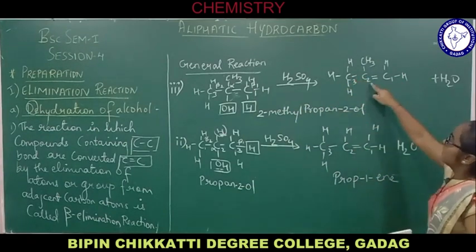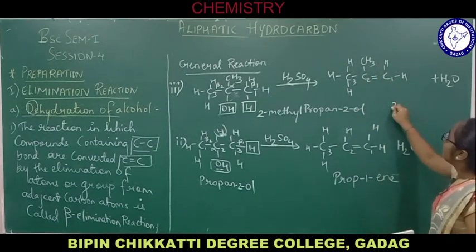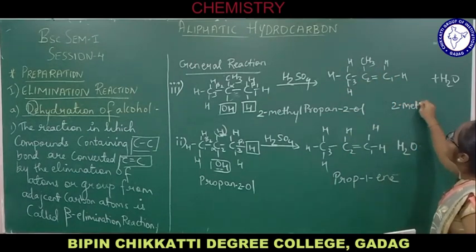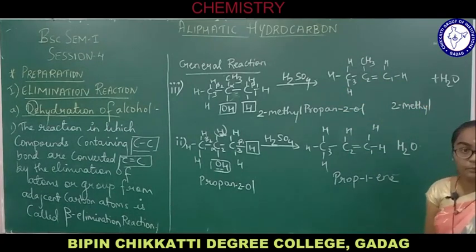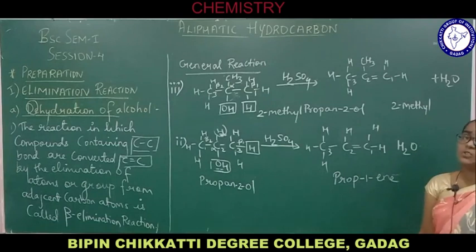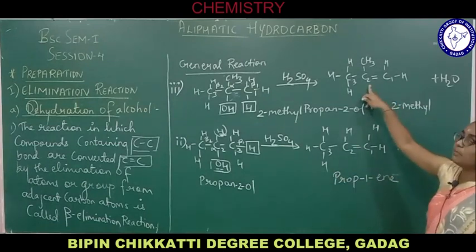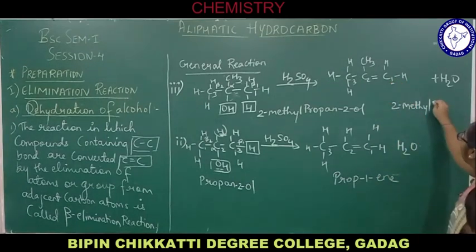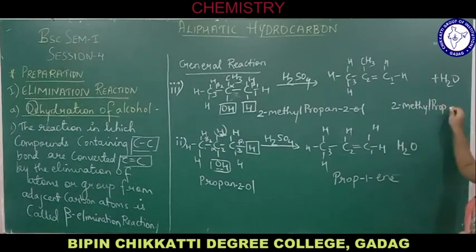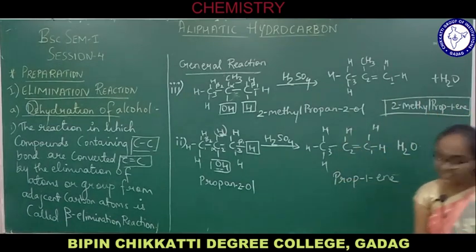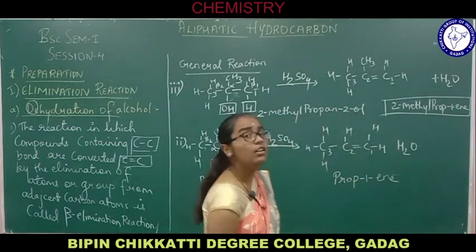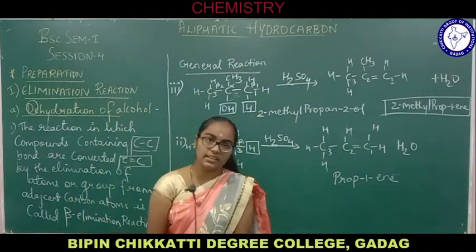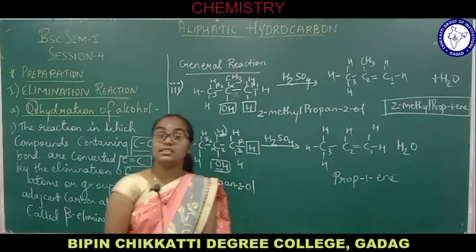The name will be, yes, in the second carbon what was there? Methyl. So the name will be 2-methyl, yes, propene is there, but at which position is the double bond? Carbon number 1 and carbon number 2. The lowest preference, what am I going to take? 1. So it will be 2-methylprop-1-ene, the name of the olefin or alkene which has been obtained by dehydration of the alcohol. Okay, now let's take another example which is applicable by taking the Saytzeff rule.